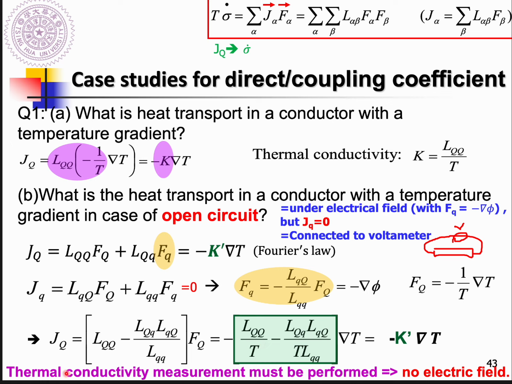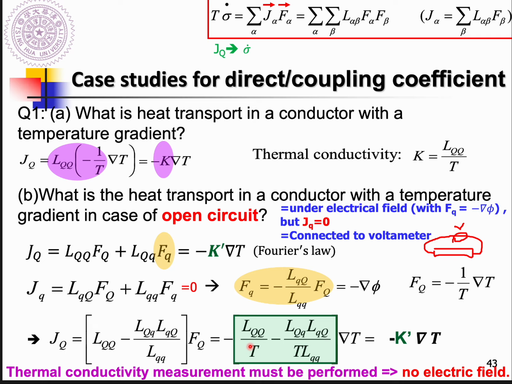Okay. So the first thing we know is that we successfully link the direct coefficient L capital Q with our material property, thermal conductivity. And the second important part is that as long as you perform the thermal conductivity measurement, please do that under no electrical field in your system. Otherwise, the kappa prime, the thermal conductivity you measure, you are going to underestimate the thermal conductivity of your materials.